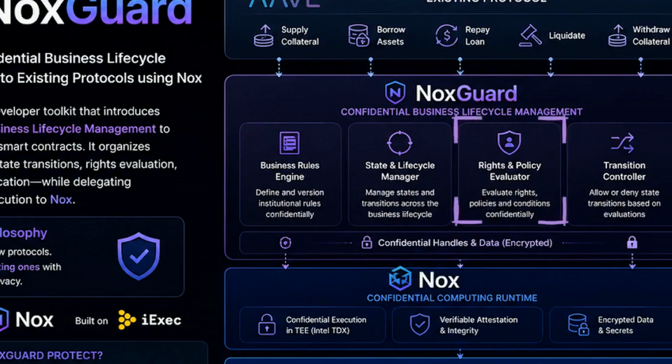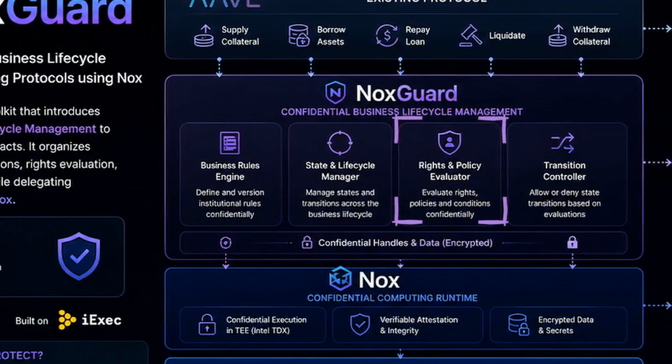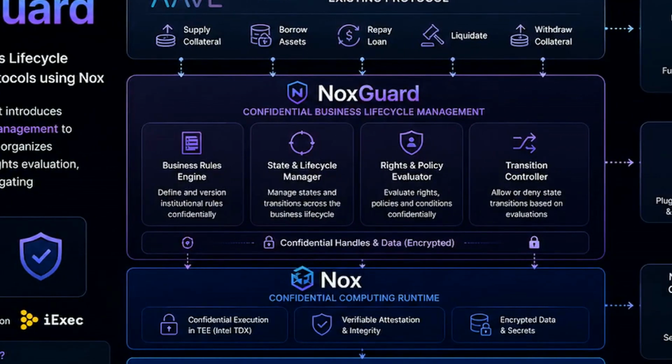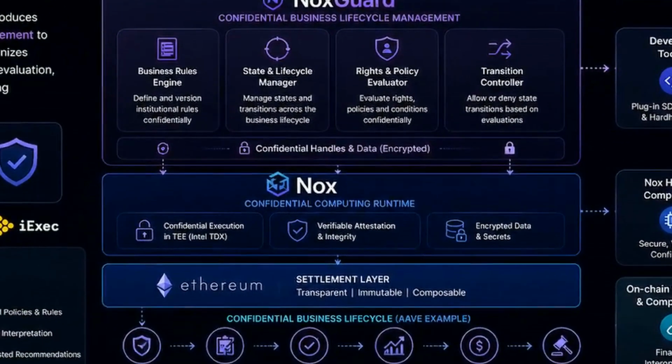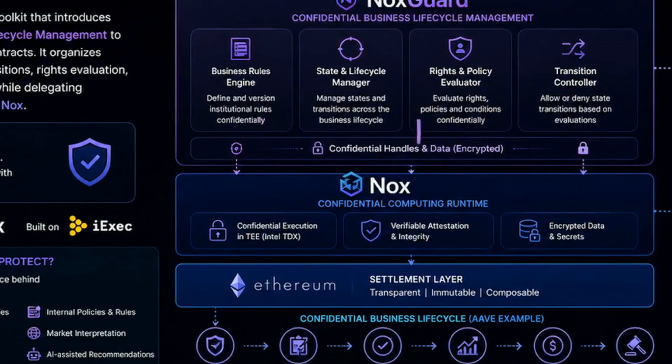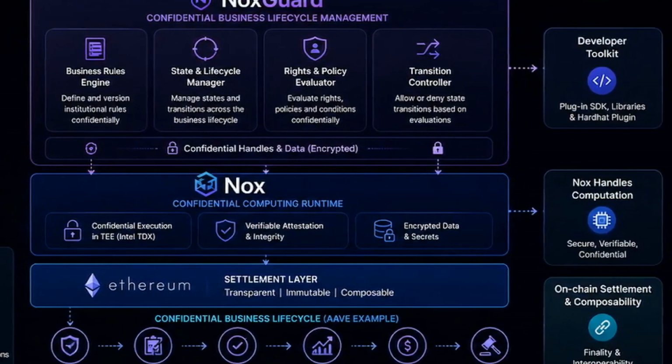In the rights and policy evaluator, specific user rights and transaction conditions are weighed against the institution's confidential rules. The transition controller then acts as the final gate, permitting or blocking state changes on-chain based on these off-chain evaluations. While NoxGuard provides the programming model, it delegates the heavy lifting of confidential execution to the Nox runtime. Nox performs these evaluations within a hardware-isolated trusted execution environment, specifically using Intel TDX technology. This environment generates a cryptographic attestation. This proof confirms that the logic was executed exactly as intended, without exposing the underlying data or code.